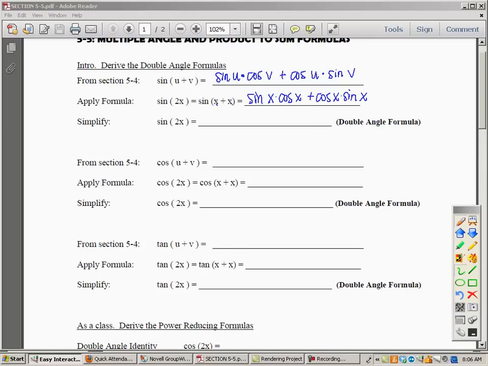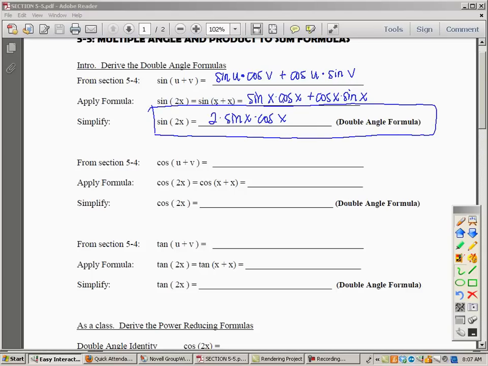And what you'll notice is although these are in different orders, they still are the same thing. So not only do I have one sine times cosine, I have two times the sine times the cosine. And so this is the first one, and I'm going to box this in a second. This is the first double angle formula, and it's the double angle for a sine. And again, keep in mind that if we asked, you should be able to do that one without having the formula in front of you, just putting two x's in instead of u's and v's.